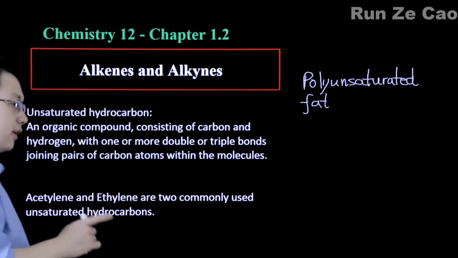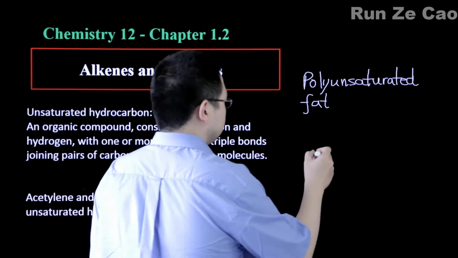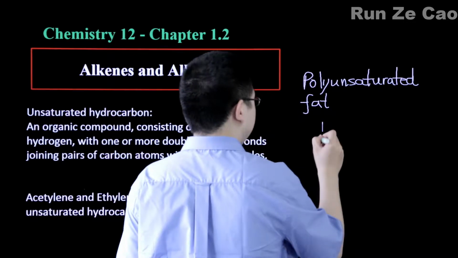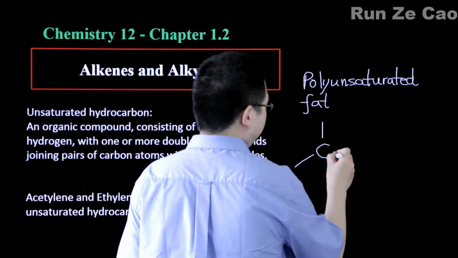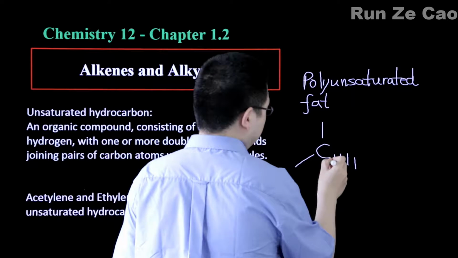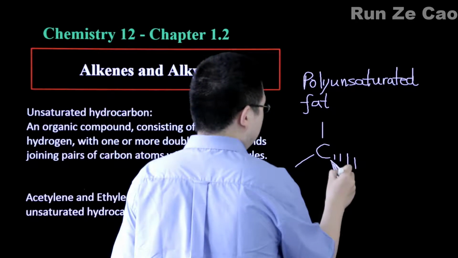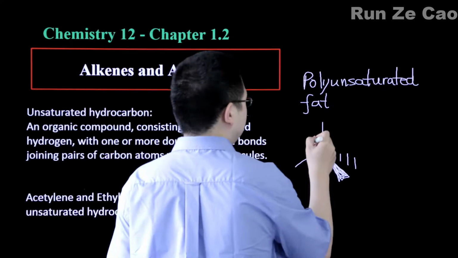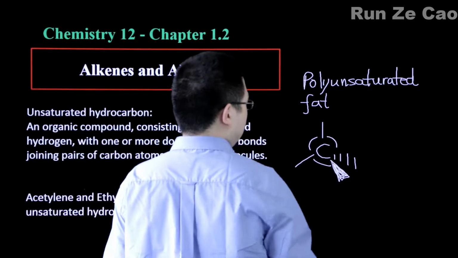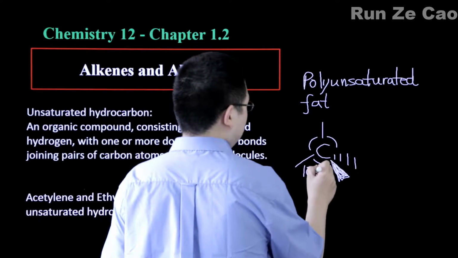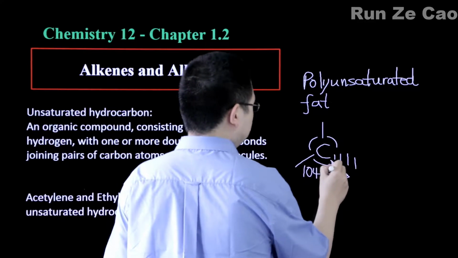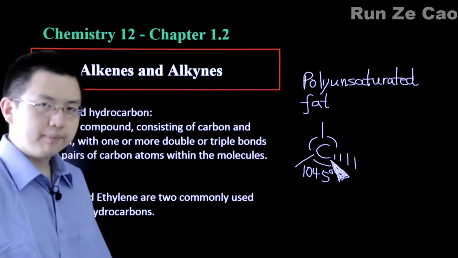Now, we know that a carbon can form 4 bonds. So, we know that normally carbon does this. We have a bond that goes back, and we have a bond that comes forward. The angle between any of these bonds is about 104.5 degrees-ish. Somewhere in this realm.